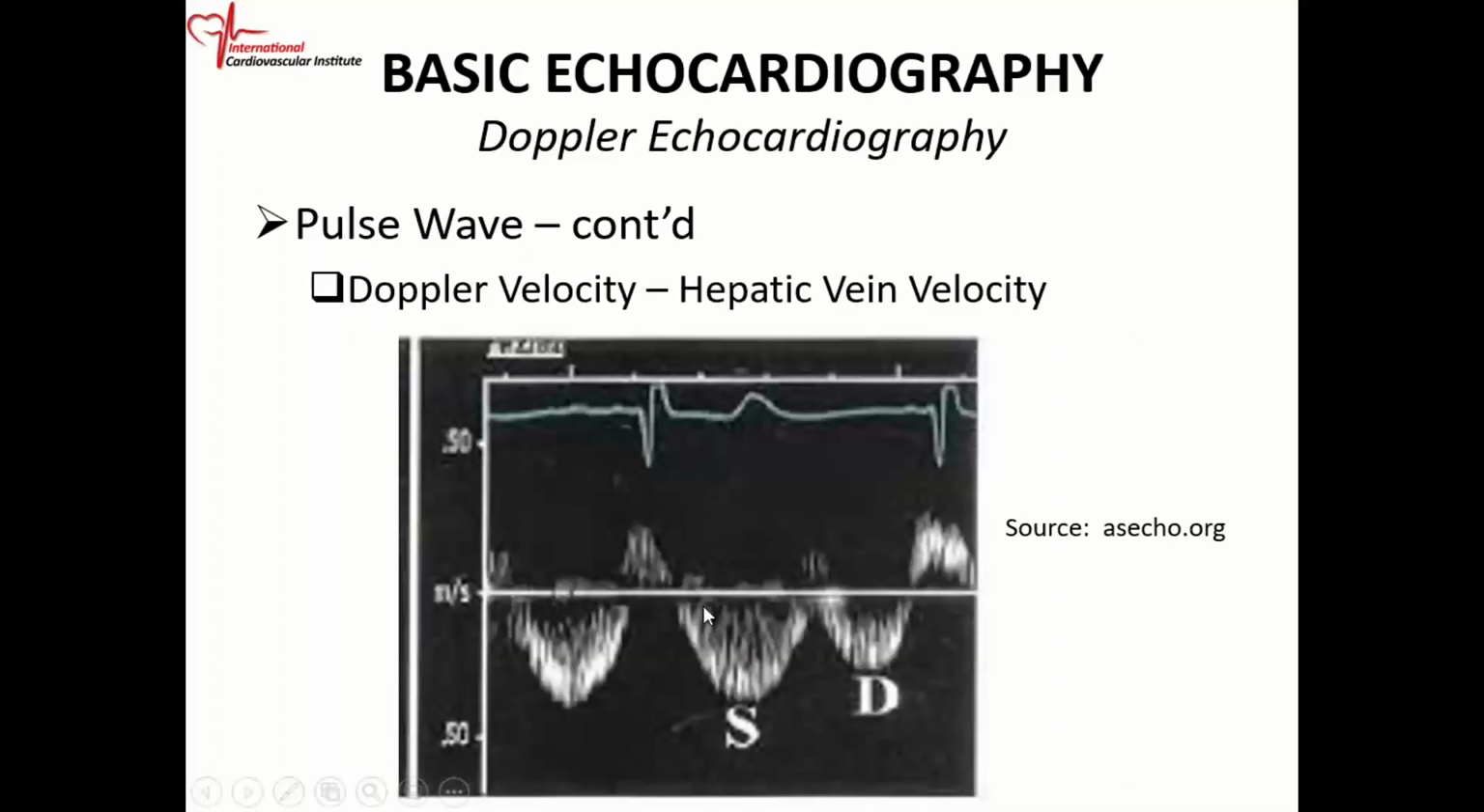This is your hepatic vein flow. There's a systolic component, there's a diastolic component, and then you have an atrial flow reversal.